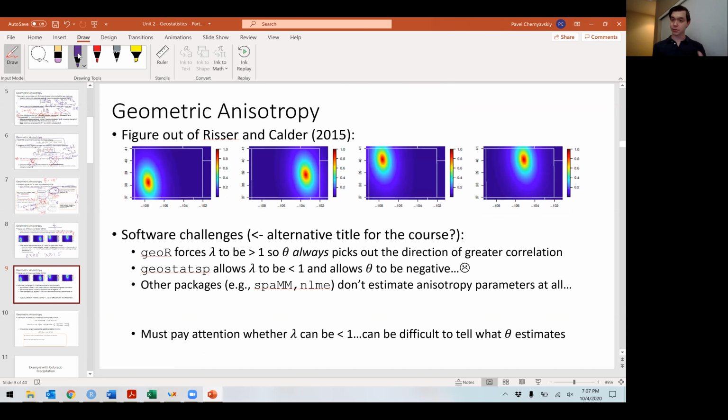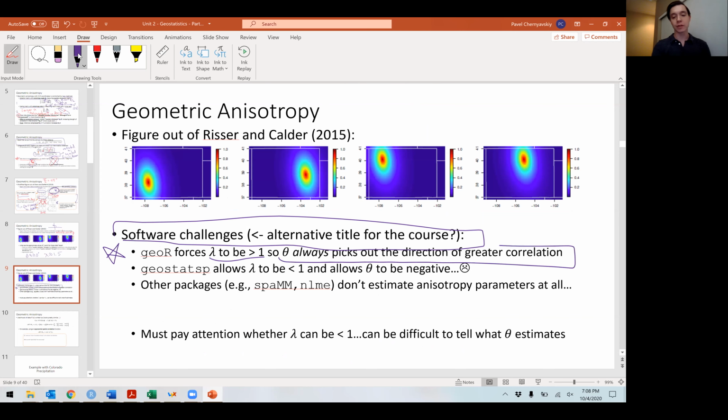All right, so we're about to use R to do this. And of course, there are software challenges that are bound to arise. Different packages do anisotropy quite differently. geoR, I believe, has the most clear treatment of anisotropy. It forces lambda to be greater than 1, so deviation from a circle. And so theta always picks out the direction of greater correlation. That is what we want. We like that.